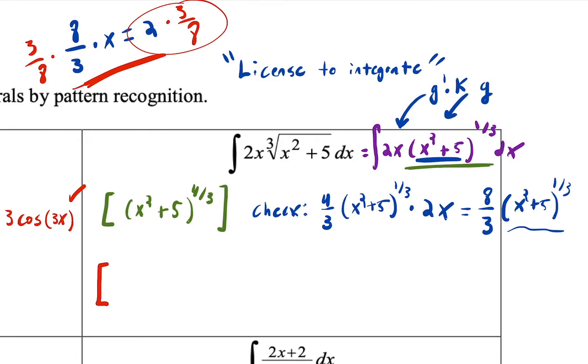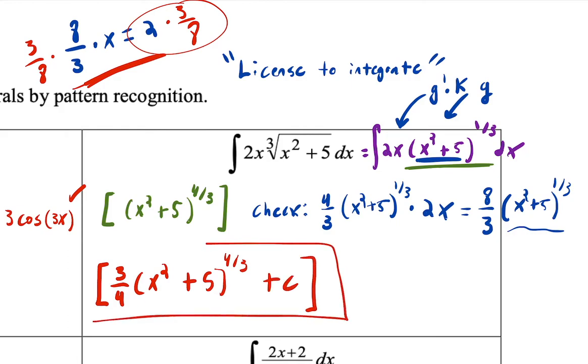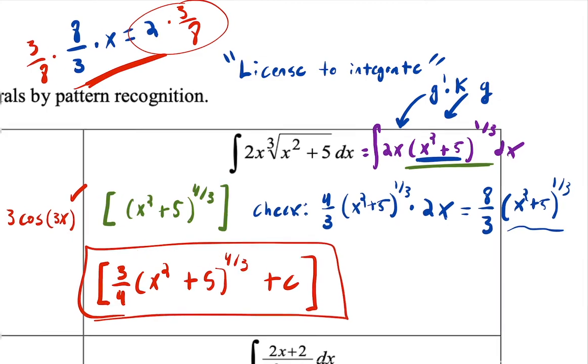So I'm going to update this. My final answer: 3/4 times (x squared plus 5) to the 4/3 plus c. This is going to be my final answer here. And if you wanted to, you could check that and see that it comes out to be the right answer. You can actually see why, because 4/3 times 3/4 is 1, and then the 2x is going to spit out from the chain rule.